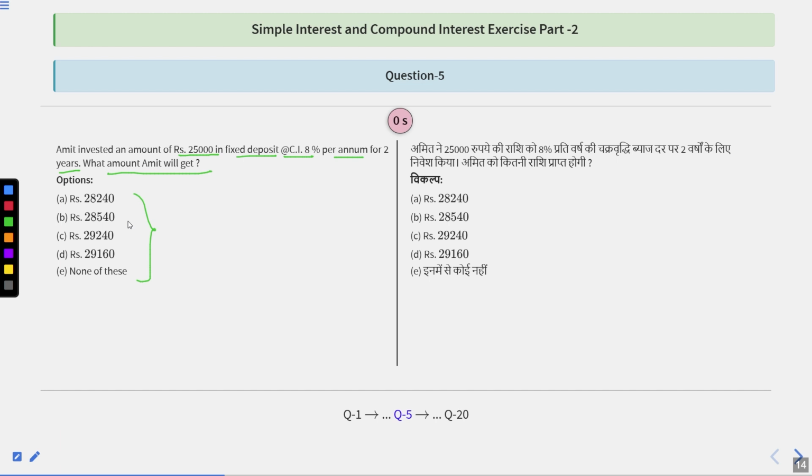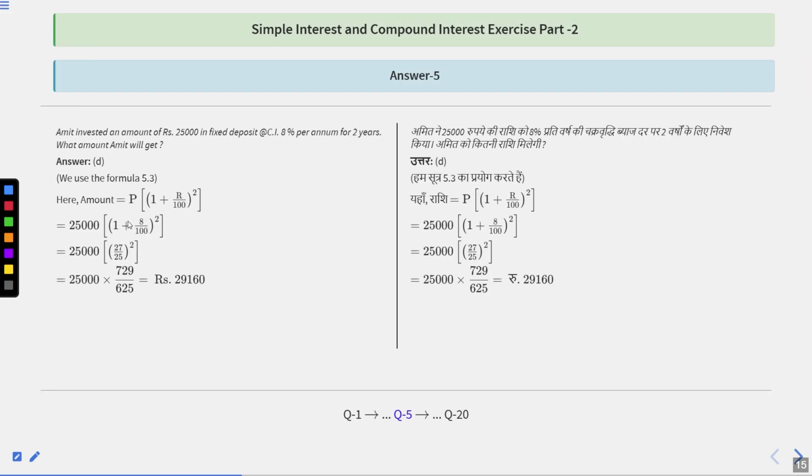Now time's up. Let's see the solution. Now the formula of amount is P(1 plus R upon 100) squared. So we just put in the values given in the question. Clear? Principal is given, which is 25,000. We need to calculate the amount. Clear? So 25,000, 1 plus the rate of interest, which is given as 8% per annum, and time is also given as 2 years. So we just put in these values.